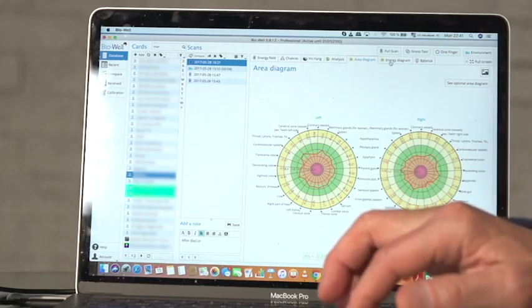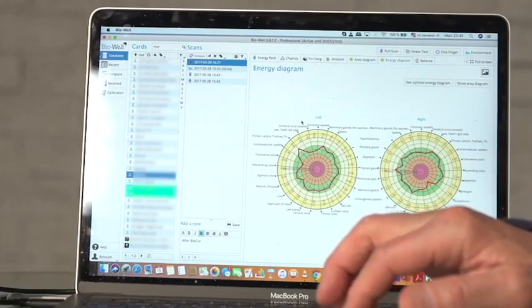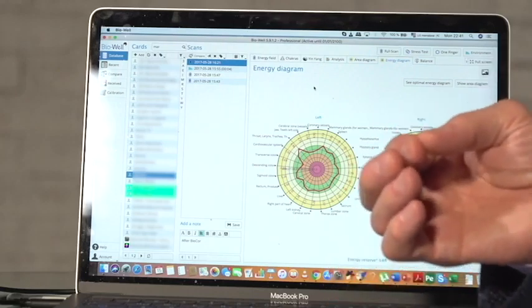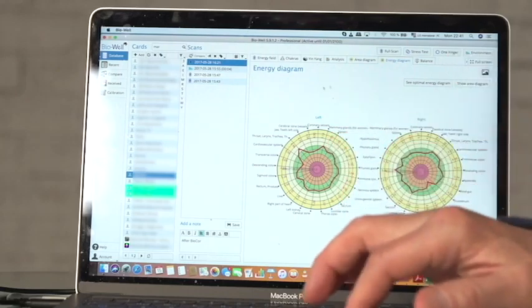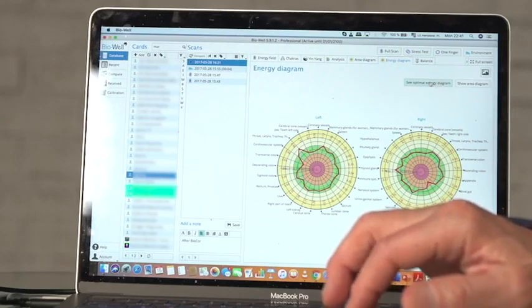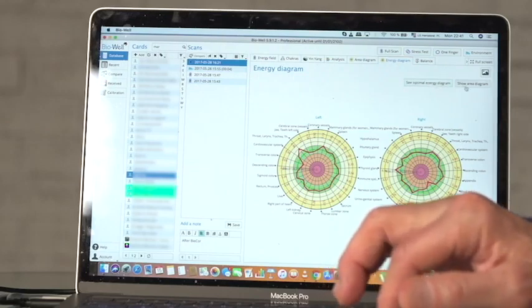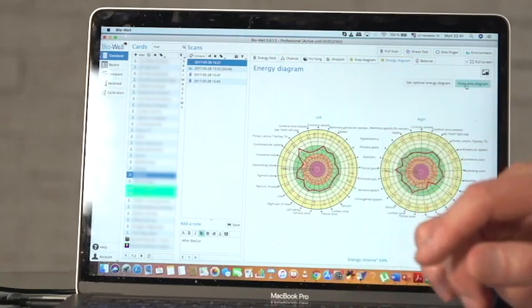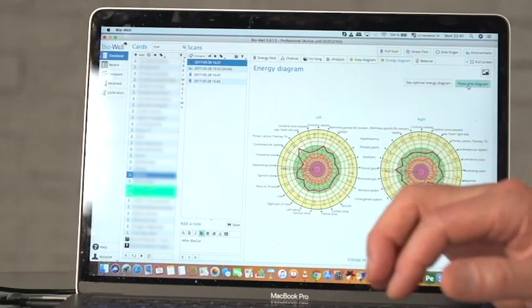If we go to the next screen, it is the energy diagram, and this is the parameter energy. You remember we've been discussing energy. So again, we can see the optimal zone, and we can superimpose this with the area diagram just by pressing this button.